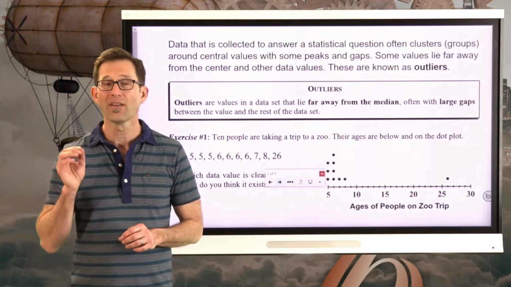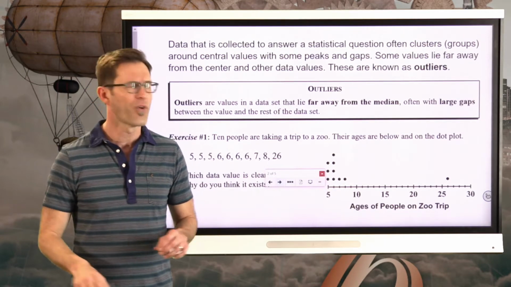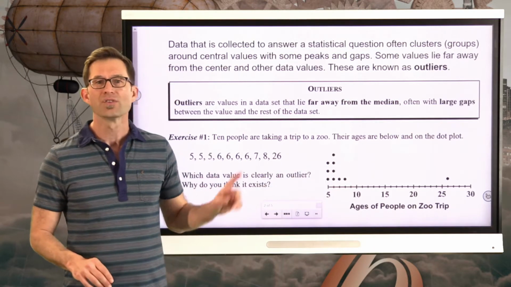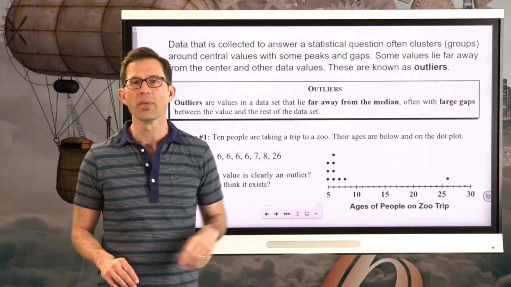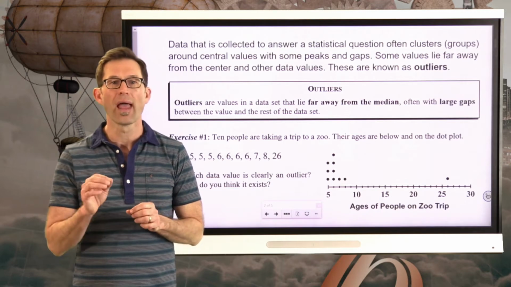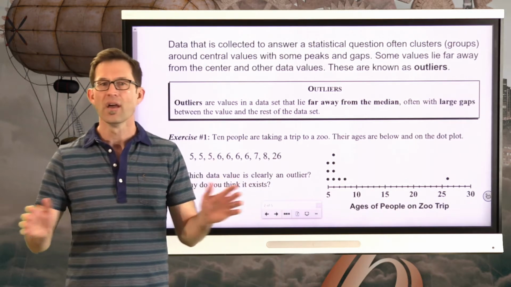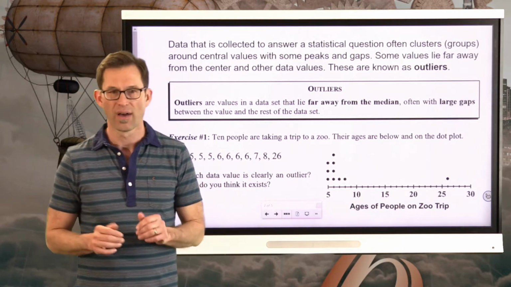Literally, data values that are so strange because they lie way far away from the other data in the data set. So outliers are simply values in a data set that lie far away from the median, often with large gaps between the value and the rest of the data set. So that's kind of key. There's got to be gaps between that value and the other data values.